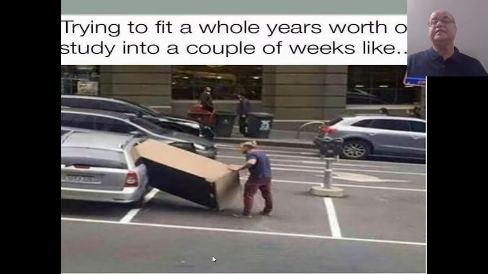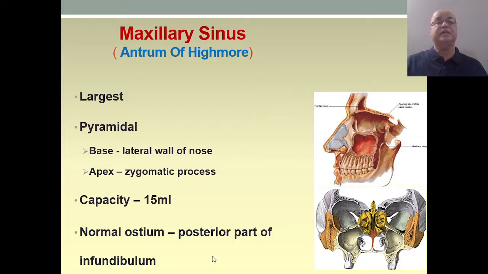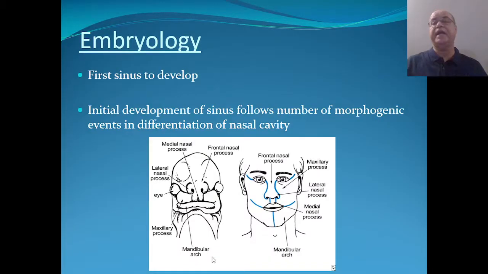So the maxillary sinus, out of all these paranasal sinuses, is the largest one. It is pyramidal in shape with its base towards the lateral nasal wall and apex towards the zygomatic process. In adult size, its capacity is around 15 ml and it opens in the hiatus semilunaris. It is also called the antrum of Highmore. This is the first sinus to develop embryologically.